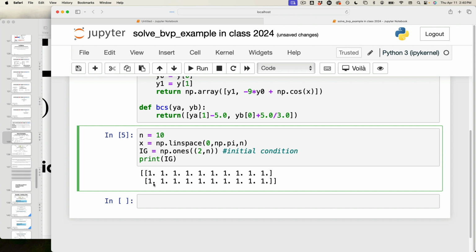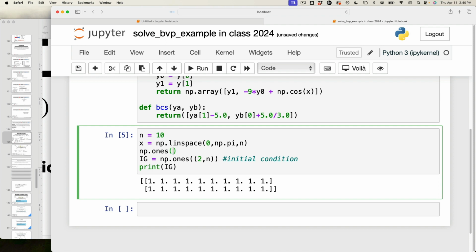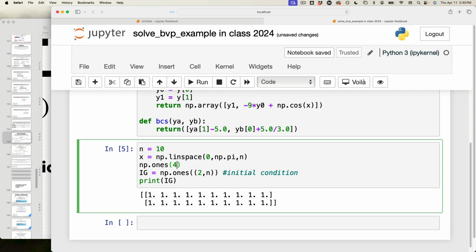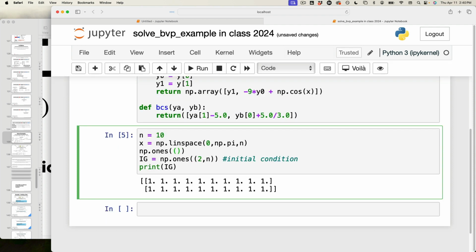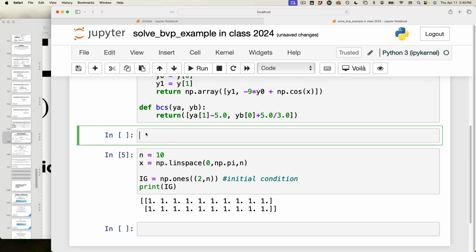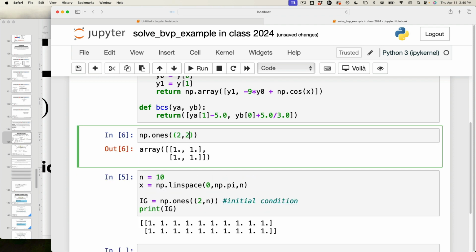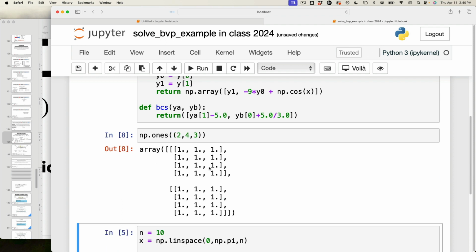Make sense? Yes? Why do we have to put two parentheses around the size? Because that's the size of the array, right? If you did np.ones of size 4, that gives you a one-dimensional array of size 4, right? To do a two-dimensional array, you put a tuple in parentheses, 2, 2, for example, or 2, 4, right? Now, if you add one more, it gives you a three-dimensional array and so on.